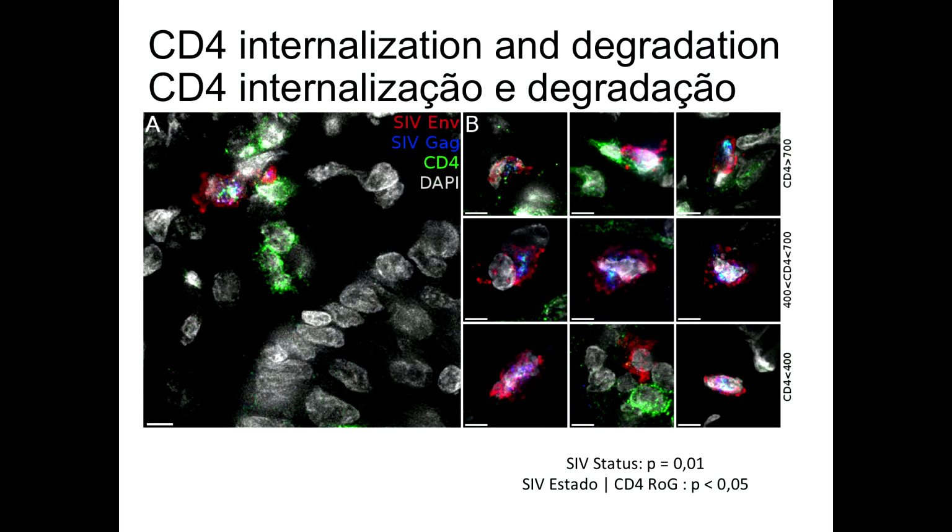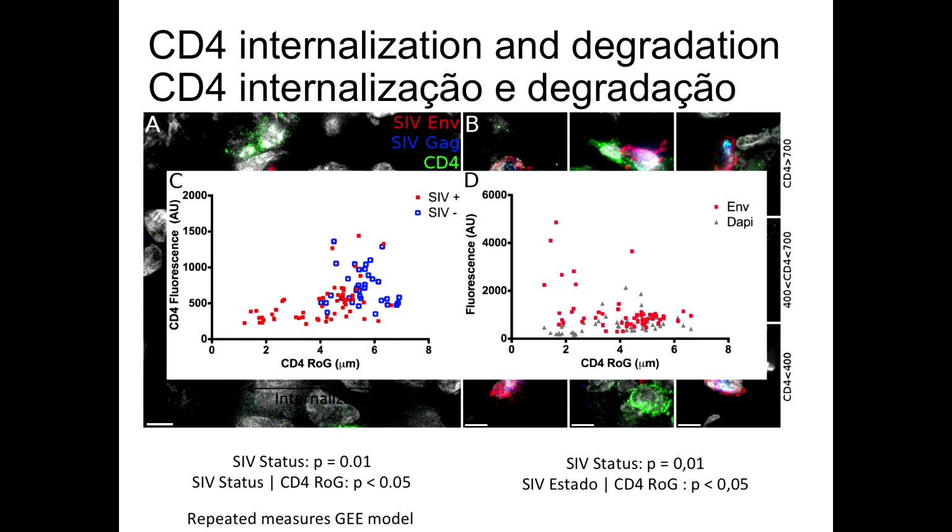So if we quantify this, we looked at it in two ways over the area of the cell. One was the overall CD4 fluorescence, and then secondly was something that we call the radius of gyration, which is just the area that the CD4 is located. So if you remember in that previous image, as the area got smaller, the radius of gyration is getting smaller.